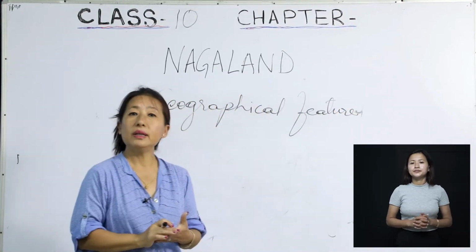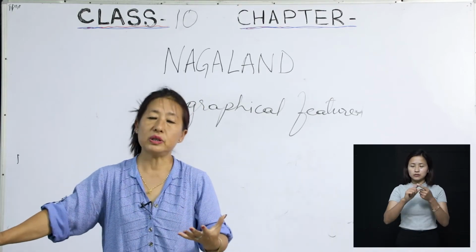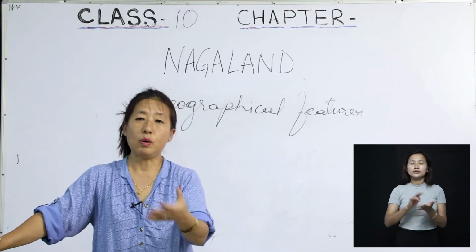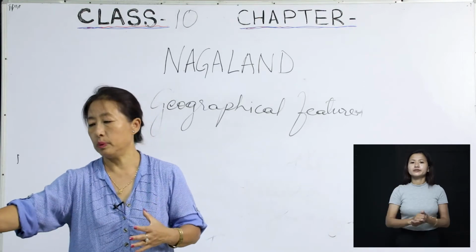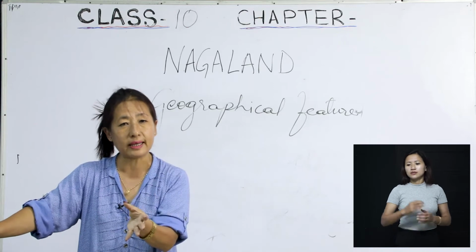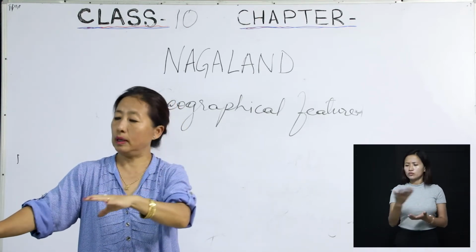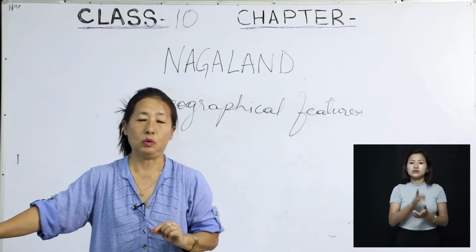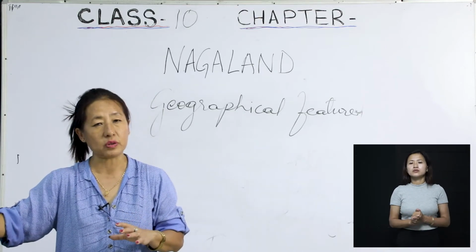Now when we say geographical features, we are talking about where Nagaland is, who its neighbors are, all those we are talking about here, or regarding the size, how big is Nagaland. Again, here also you have to be specific, and make sure you mention those.